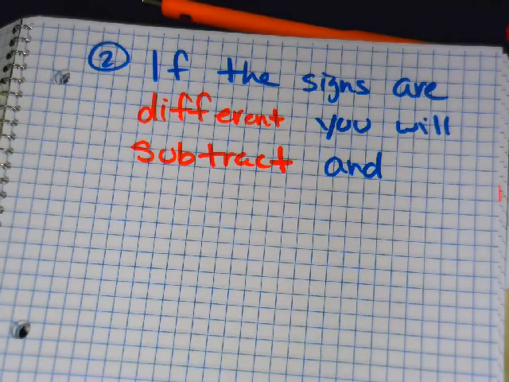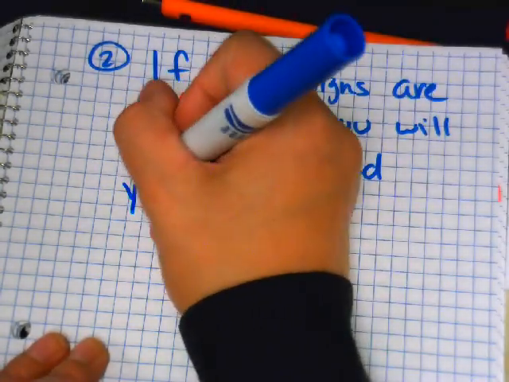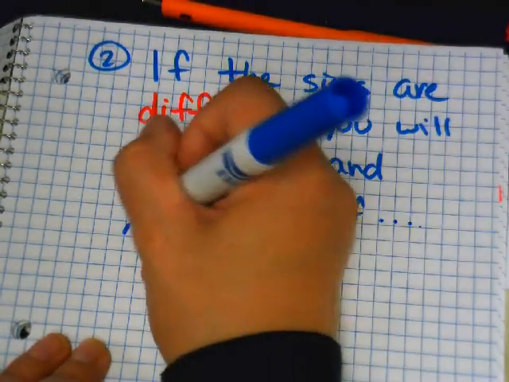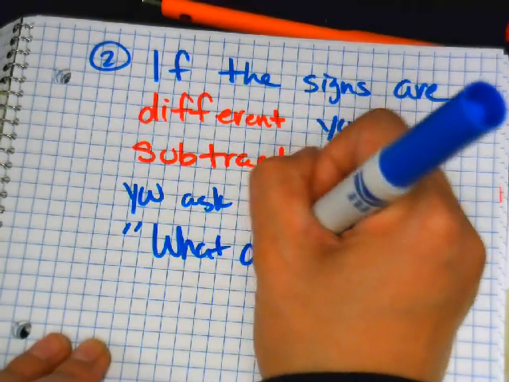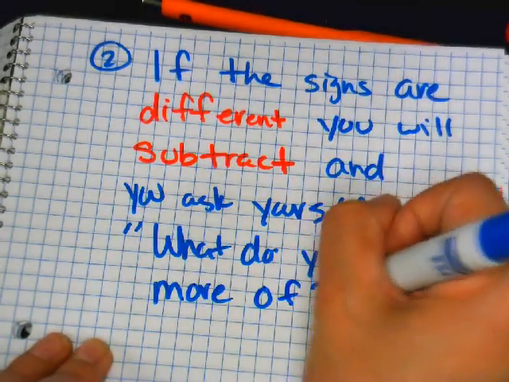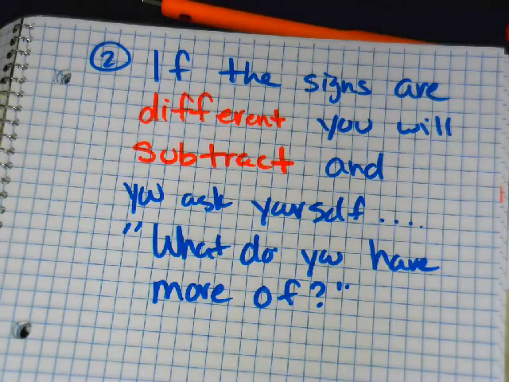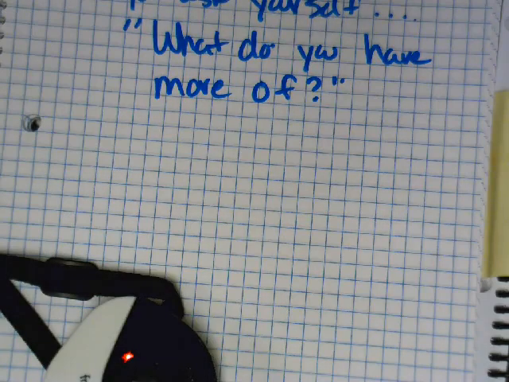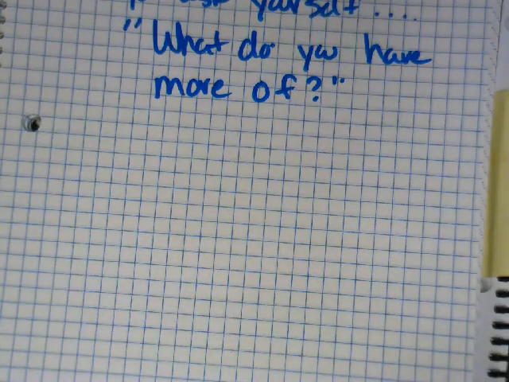Keyword is what you have more of, right? Not bigger, not what came first, but what you have more of. So you ask yourself, what do you have more of? Do you have more positives or do you have more negatives? It's not which one's bigger, which one's smaller, because that doesn't work always.